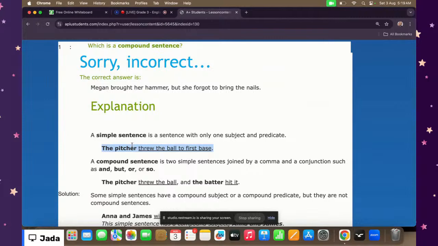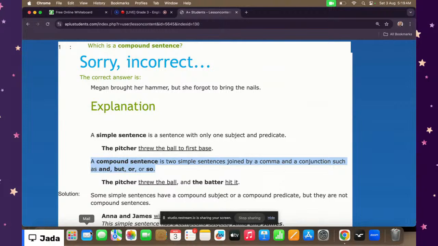So now the next one is a compound sentence. A compound sentence is two simple sentences joined by a comma and a conjunction, such as and, but, or, so. It is two simple sentences joined together by a conjunction. We have four kinds of conjunction: and, but, or, so. It's either of the conjunctions.